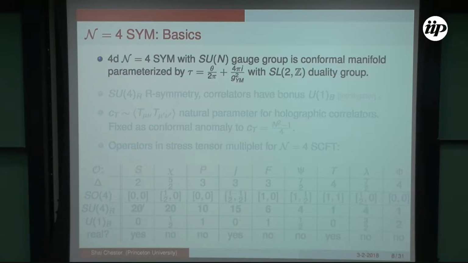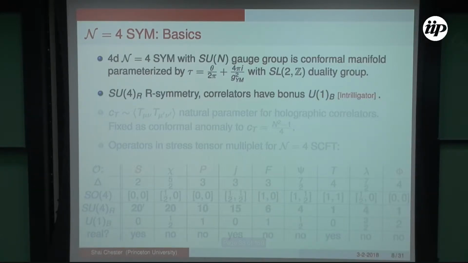Okay, so now we're done with the review of these S matrices, and we're going to move on to the CFT calculation. Let's begin with N=4 super Yang-Mills. The way it's defined, it's an SU(N) gauge group. It could actually have any compact gauge group, but we're going to focus on SU(N). It's a conformal manifold, parametrized by tau, the complexified coupling, and its duality group is SL(2,Z). The R symmetry is SU(4), and if you look just at the four-point function, there's a bonus U(1) symmetry, which doesn't exist in general, but organizes four-point functions.